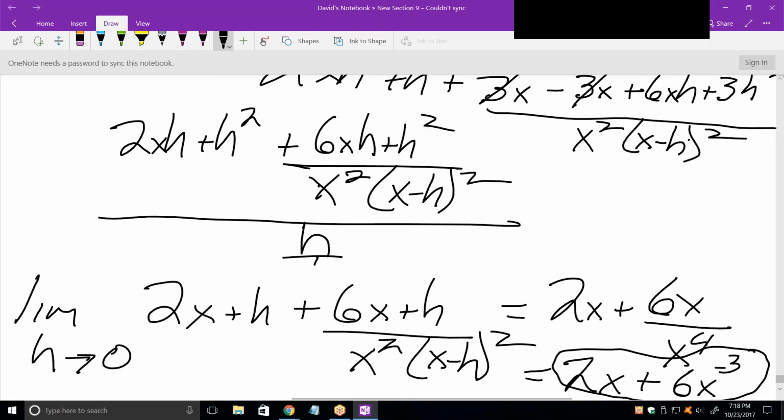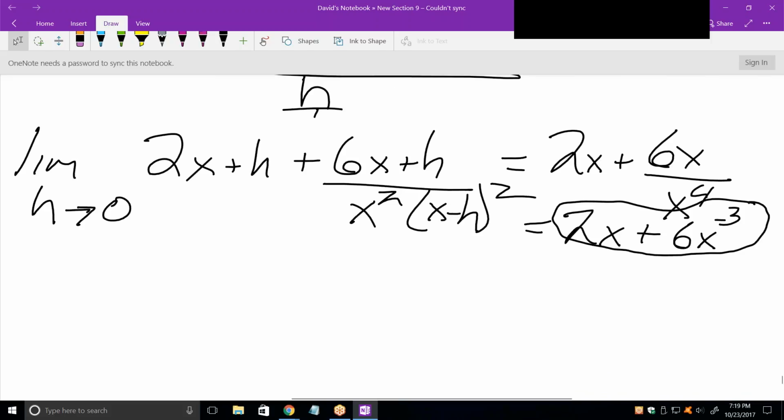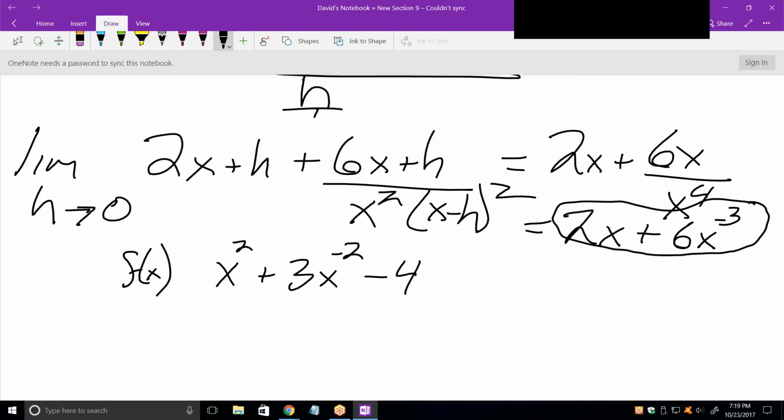Now, let's look at the power rule. What was the original function? Here, let me scroll down so I can write it. Okay, what is it again? x squared plus 3x raised to the negative 2 minus 4. Use the power rule on that. That's f of x. What's f prime of x?